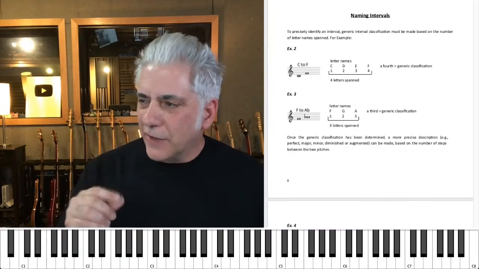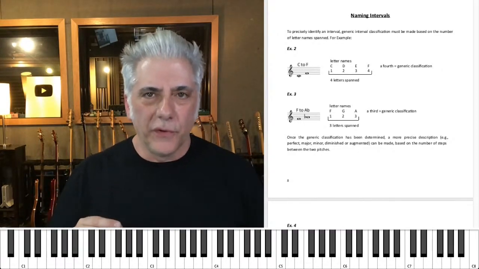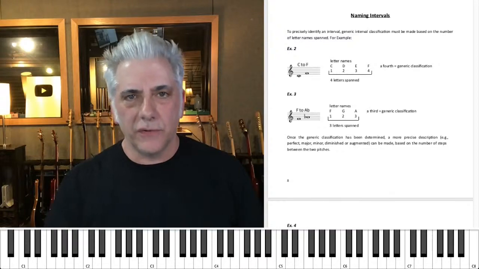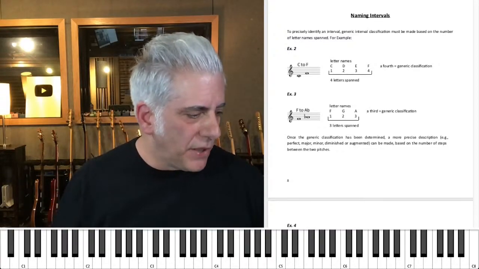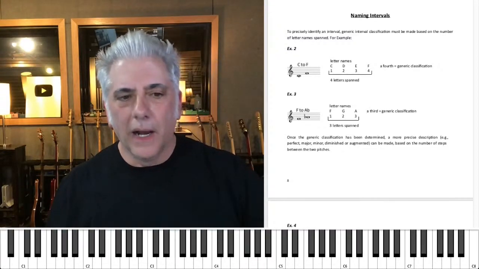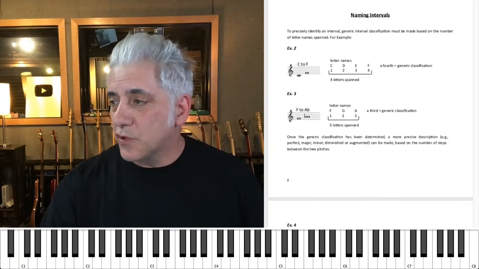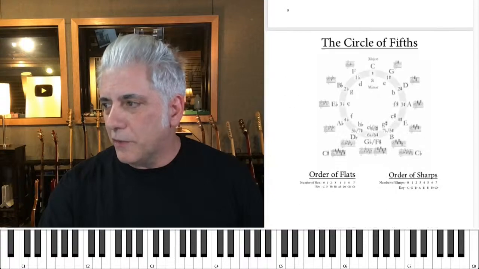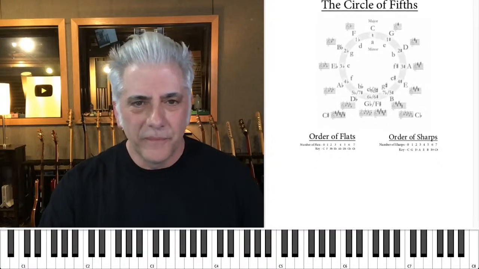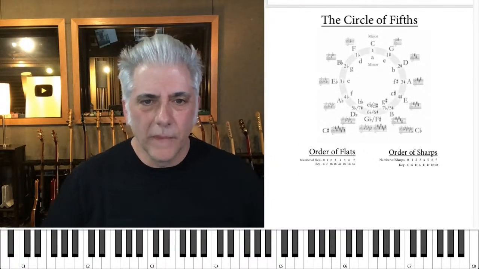Okay, the next thing I want to talk about after intervals is key centers. Now, we've talked about this a bunch of times before, but this is going to be better because you're going to be able to visualize this. I'm going to explain this to you. So we're going to go to the circle of fifths right here. You can see it on the screen.